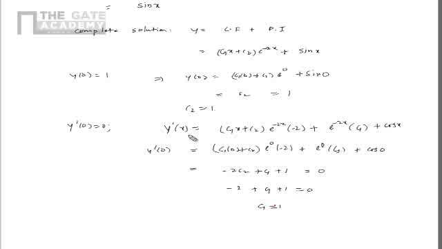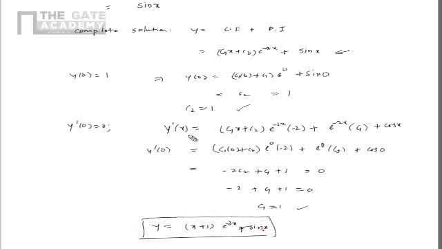Now let's substitute c1 and c2 back into the complete solution to get the required solution for the given initial value problem. With c1 as 1 and c2 as 1, we get (x plus 1) e power minus 2x plus sin x. This is your required complete solution for the differential equation. So let's solve one more example to get familiar with the entire procedure.